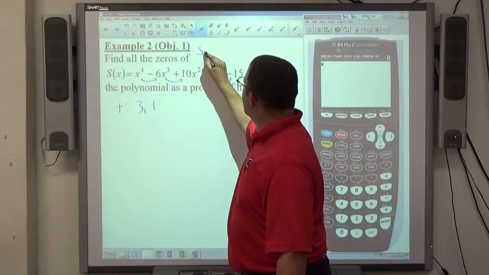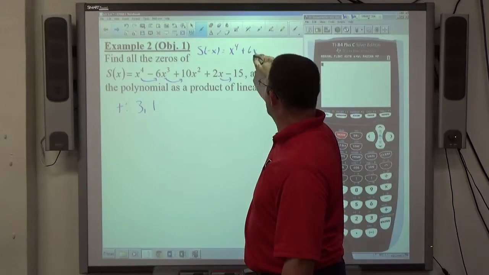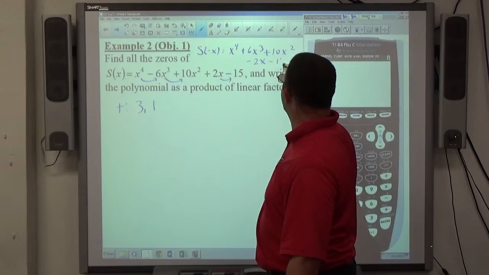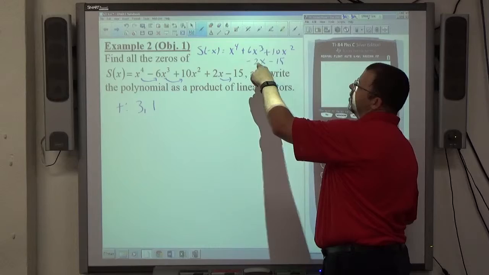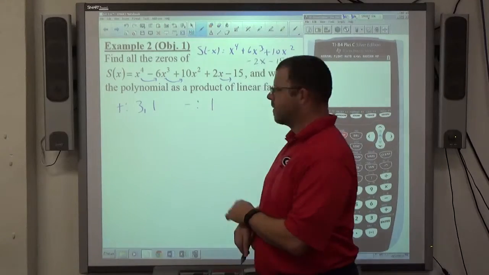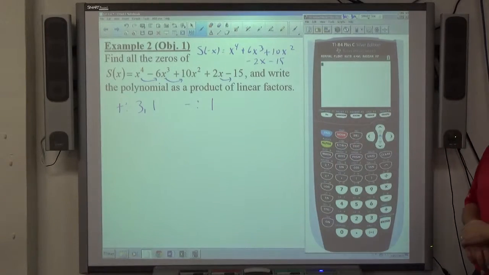If I look at s of negative x, it's going to be positive x to the 4th, change to positive 6x cubed, stay positive 10x squared, change to negative 2x, stay negative 15. Positive, stays positive, switches, that's 1 sign change, stays negative, so there's 1 negative solution. So either 3 or 1 positive and 1 negative.